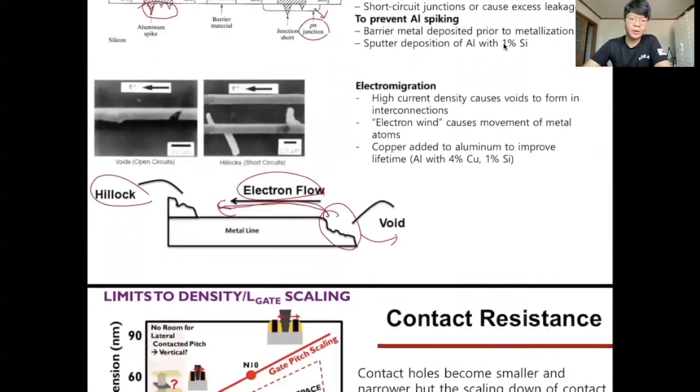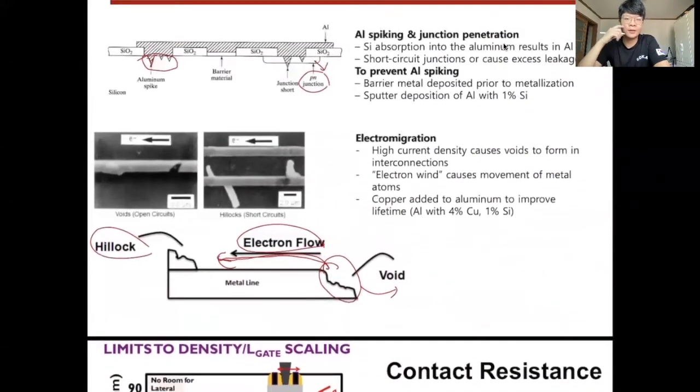So to prevent these from happening, we use barrier methods. We first cover this silicon surface using a barrier metal, which consumes less silicon, like 1% silicon or aluminum-copper alloys.